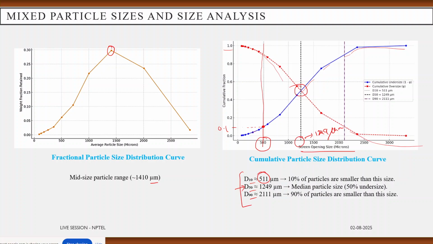That represents 10% of the particles being smaller than this size. And for D90, it is 0.9. So you drag, intersect and draw a vertical line. It will represent 2111 micron. So 90% of the particles are smaller than this size. In this way you can calculate. These data are very important for the screen analysis.